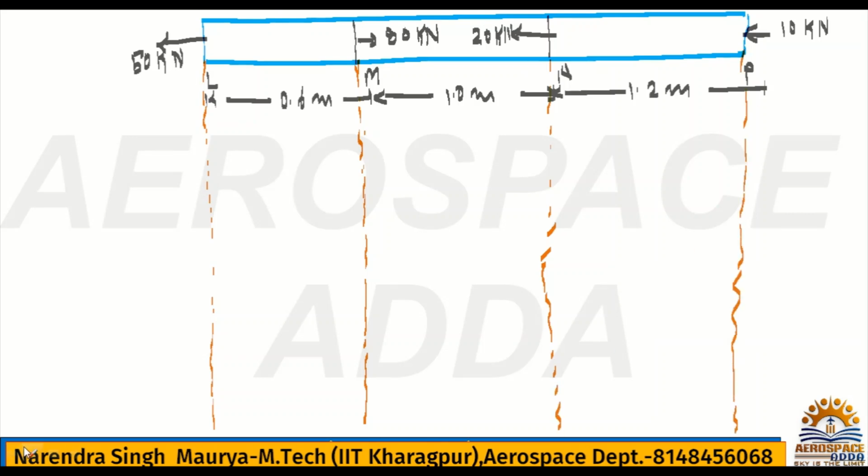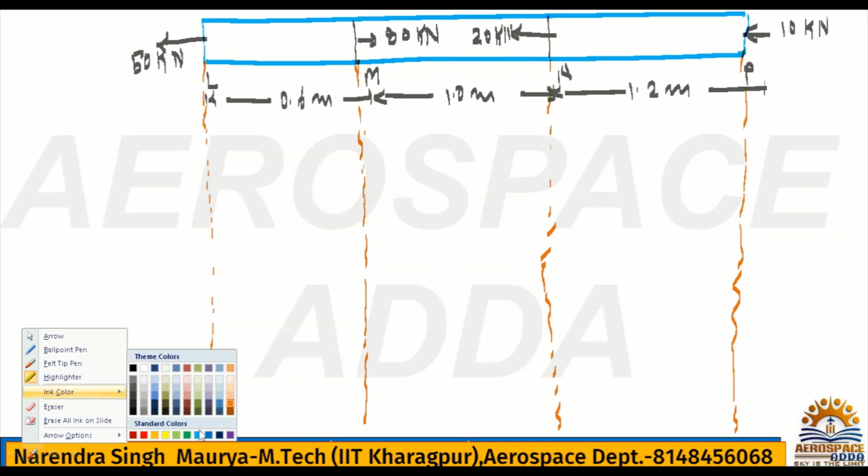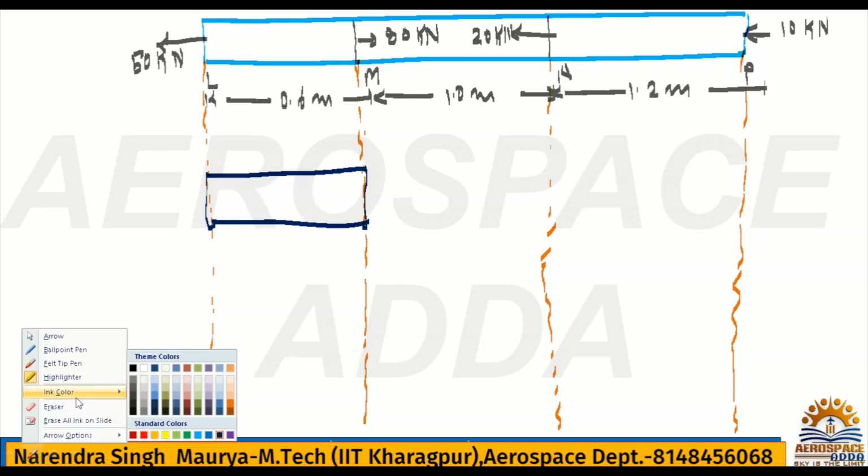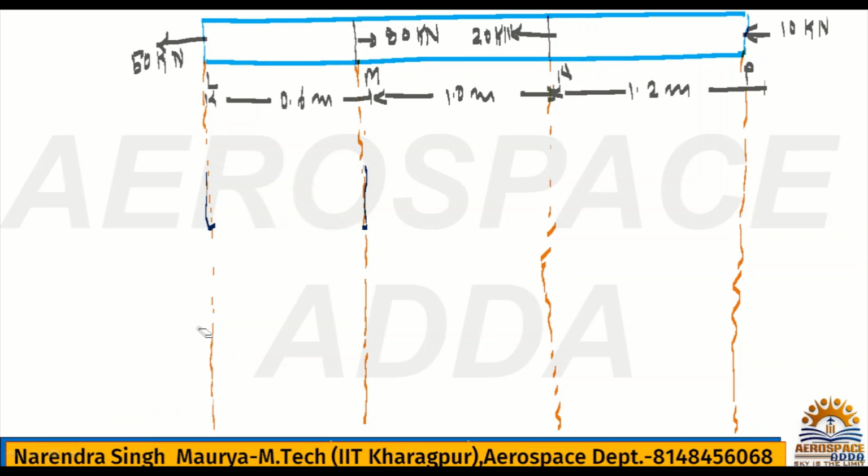Okay. First we are going to check the segment LM. So now this is the LM segment. Remember, it should not be tapered. The complete straight line only, because if you draw a tapered bar, then the meaning will be different.